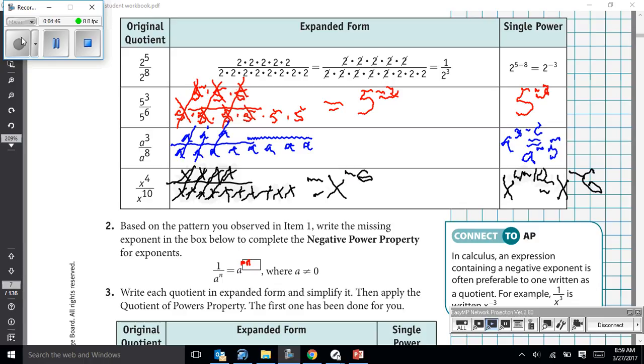So if it's in the denominator, is that a positive or negative exponent? Negative. So we had 3 in the numerator and 8 in the denominator. When we subtract 3 minus 8, we're left with a negative 5, right? And that represents that 5 that's in the denominator.